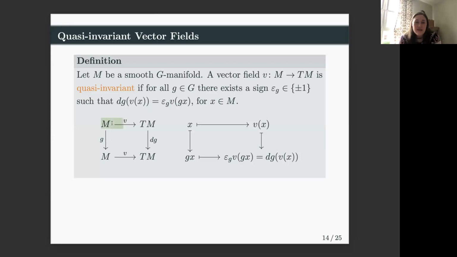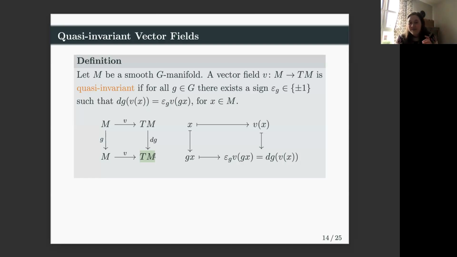So what I mean is we look at this diagram, we can take a point on the manifold, we can apply this G action and get a new point on the manifold. Then we can apply a vector field and get some tangent vector. Or we can go around the other way. So we can take this point, we can get a tangent vector by applying the vector field, and then we can apply the differential of the group action to get a new tangent vector. And I'm not saying that this diagram has to commute on the nose. I'm saying that the tangent vectors you get at the end can either be pointing in the same direction or they can be pointing in opposite directions.